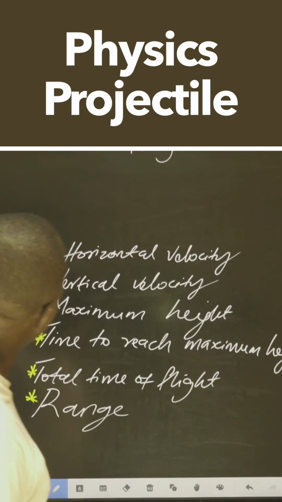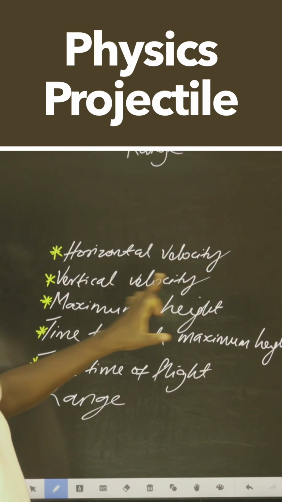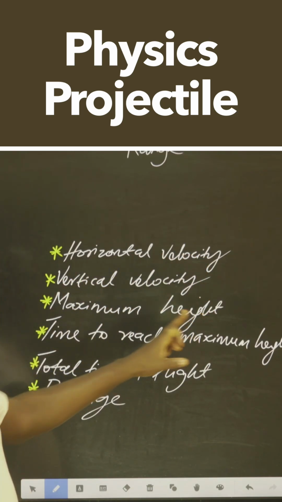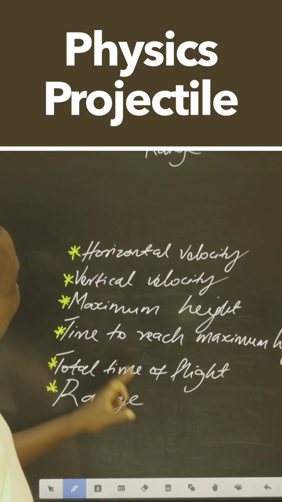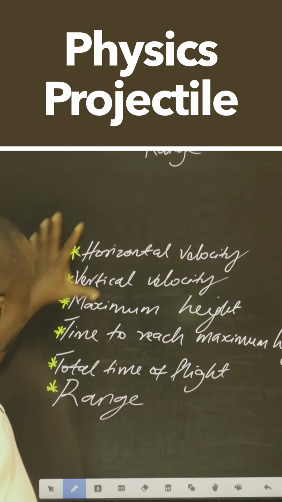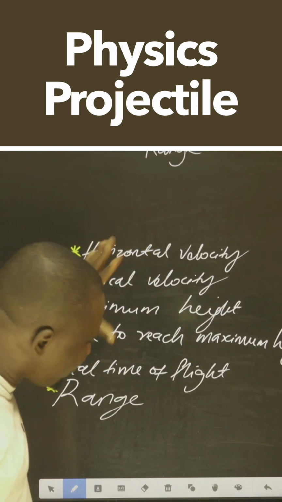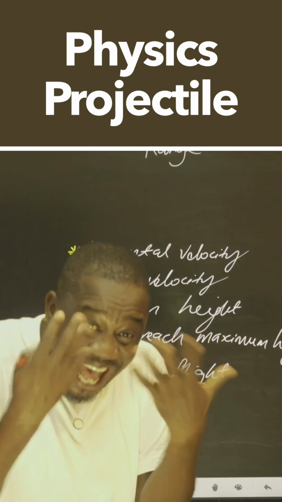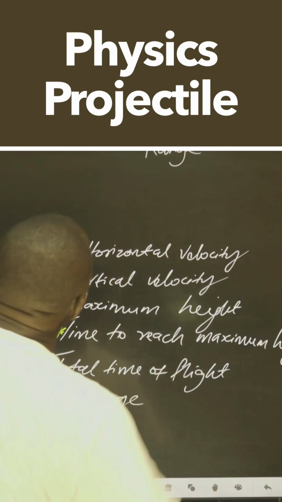Look at what we are going to calculate. We are going to calculate horizontal velocity, vertical velocity, maximum height, time to reach maximum height, total time of flight, and range. What do I mean by calculate? That means we want to prove the formula for each of these. We want to see how they all came about. So the first one is the horizontal velocity.